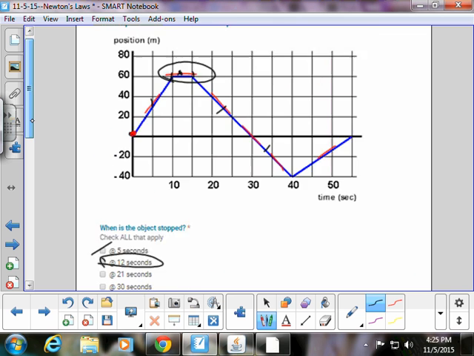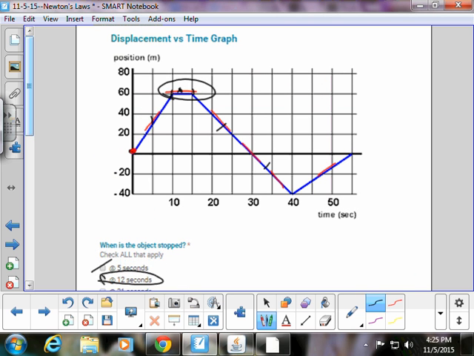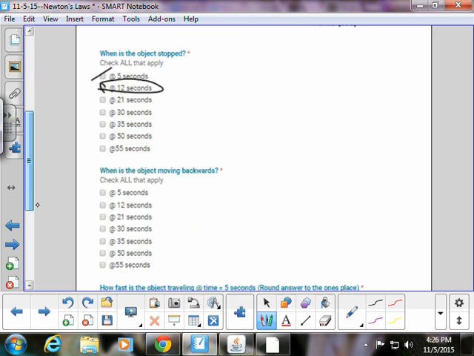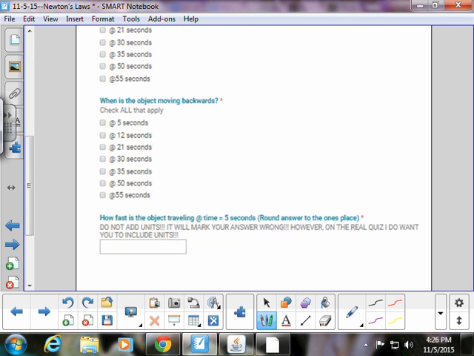When is the object moving backwards? Well, you can tell where the object is moving backwards by simply, again, looking where the slopes are negative. And that happens between 15 and 40, because the tangent lines here, if you draw them, are always facing down, which means it's going backwards. So I need it to be between 15 and 40, so I'm going to select all the ones between 15 and 40. We'd want to select all those.